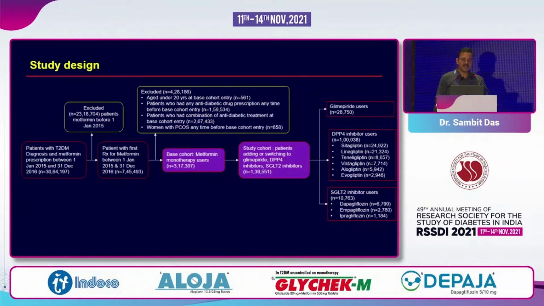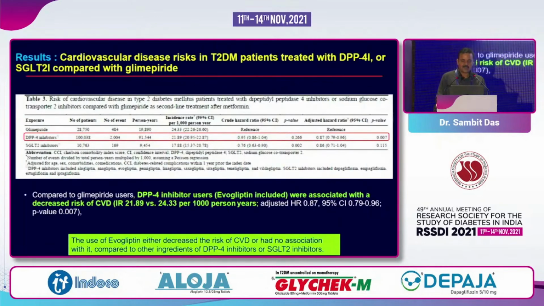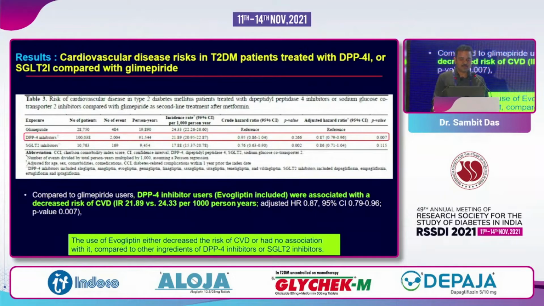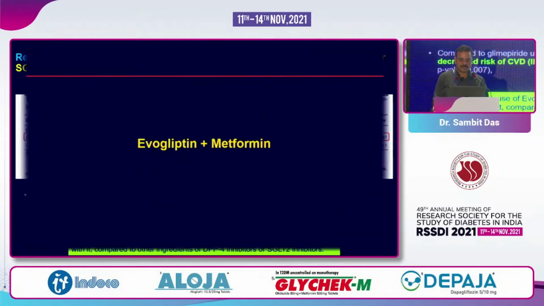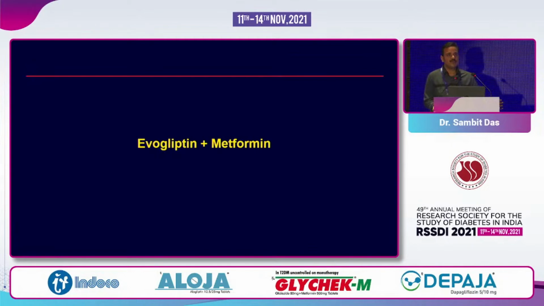with either metformin with glimepiride or metformin with DP4 inhibitor and metformin with SGLT2 inhibitor. And in the DP4 inhibitor group, they have also used Evogliptin in almost 3000 patients. What they found was that in comparison to glimepiride, which they have taken as the standard, the DP4 inhibitors, which include Evogliptin, were associated with, in fact, a decreased risk of cardiovascular events, with a hazard ratio of 0.87 with a p-value which was significant. So the use of Evogliptin either decreased the risk of CVD or had no association with it compared to other ingredients of DP4 inhibitor or SGLT2 inhibitors. So that was all about Evogliptin as monotherapy.